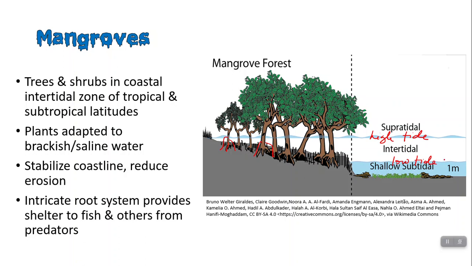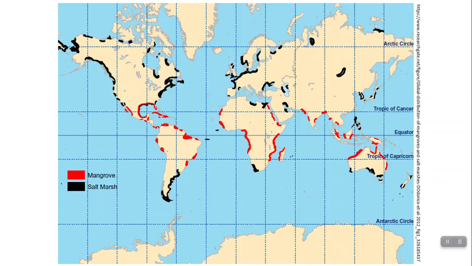These forests are very important. They stabilize the coastline and reduce erosion just like the marshlands do, but also all those roots and kind of this tangled web of them are a very great shelter for organisms to hide from predators. It also provides a food source, so these are very productive ecosystems.